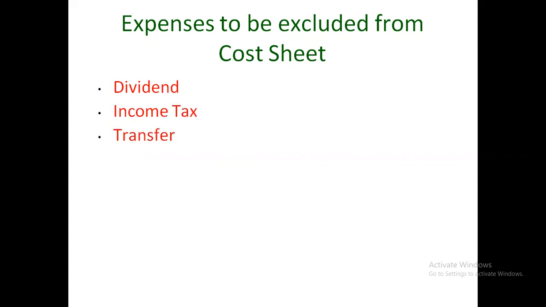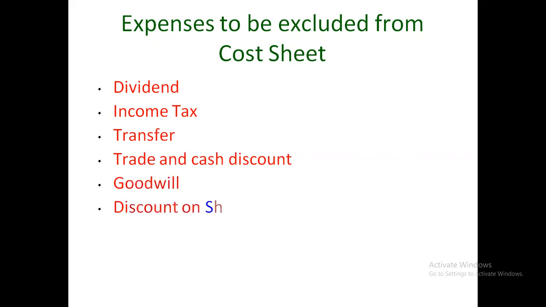Transfer from one fund to another fund. Trade and cash discount will not appear in the cost sheet. Goodwill, it won't appear. Discount on shares written off. These are all the items which will not appear in the cost sheet. Then if it is given in the problem, what do we have to do? We have to make a note. At the end, after you solve the problem and find out the profit, you write a note. Say, for example, dividend and transfer are given in the problem. You have to write that dividend and transfer are excluded from the cost sheet.